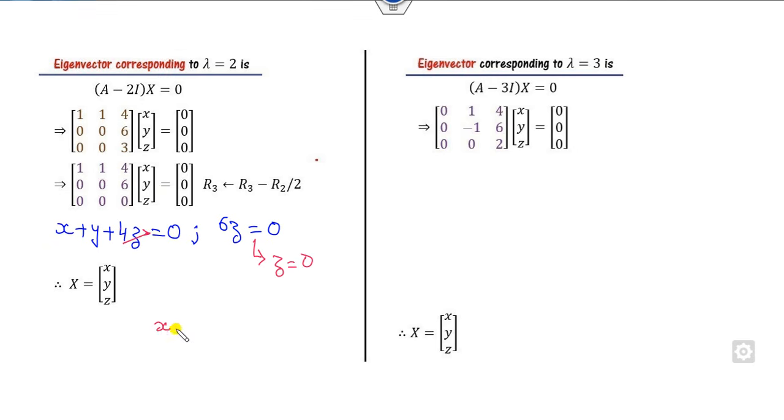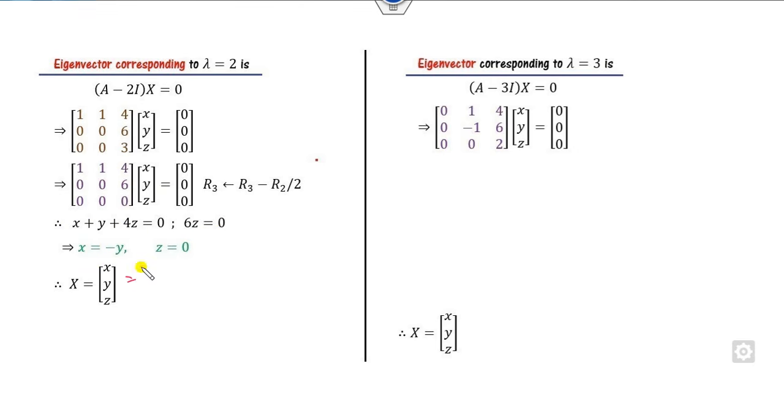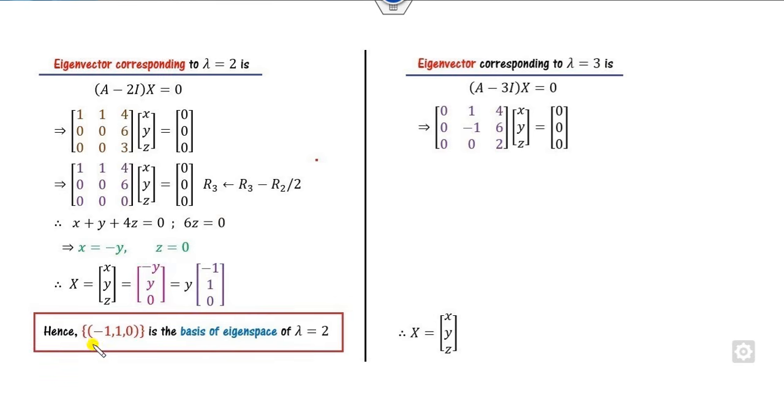So what is the value of x? x is minus y, z is 0. I can substitute the value here. So this is minus y, z is 0. So taking y as common, (-1, 1, 0) is my eigenvector. Or if you write it in curly braces, we call it the basis corresponding to eigenvalue 2.